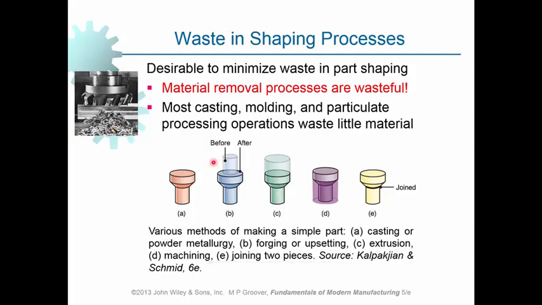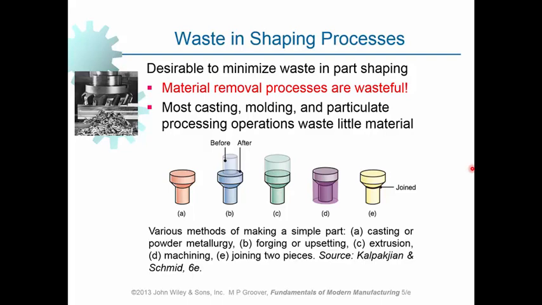And there are some processes such as casting, molding, and particulate processing. These are the operations that do not waste the material. All the initial material or the raw material that is used is converted into the desired product. So these processes are not wasting the material. However, sometimes we cannot make use of these processes, and we've got to use the machining process in order to bring the part to completion. If this is the case, it's a good idea to limit the amount of machining processes to a minimum.